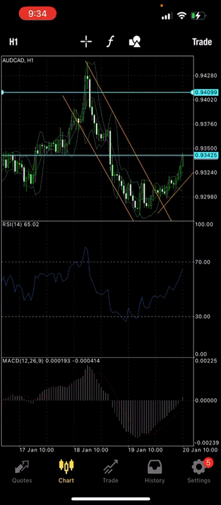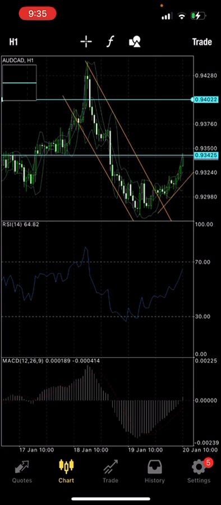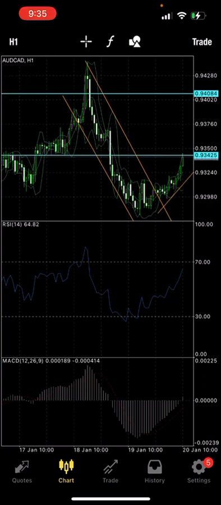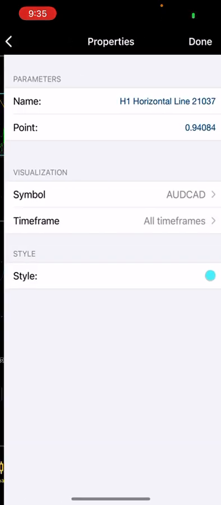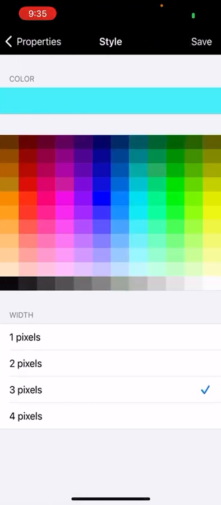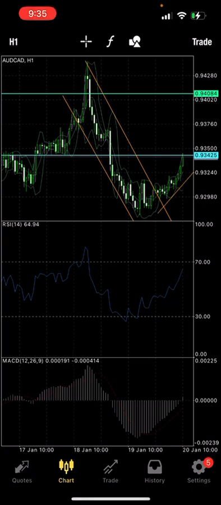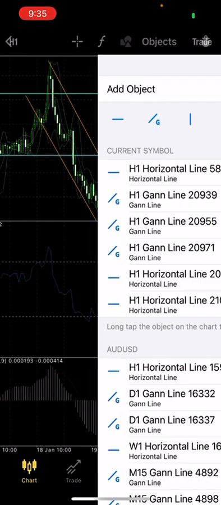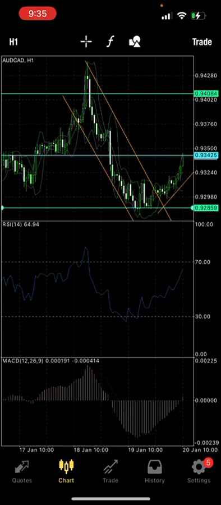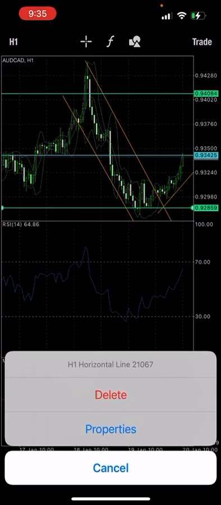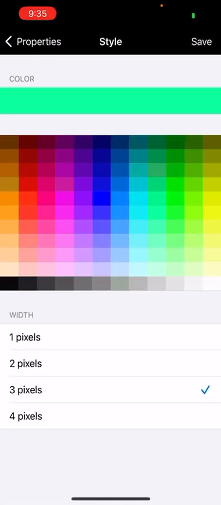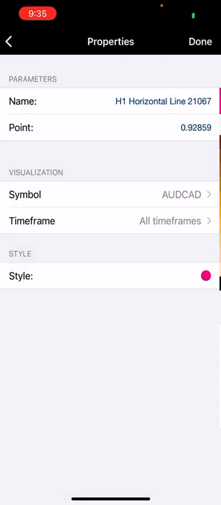0.94083, somewhere around here. Okay, let's put it here and say this is our take profit for AUD card, January 20, 2023. And then we have our stop loss. This is how to do this type of trade. This is our stop loss. And I believe maybe this is the only thing we're going to do today, because we have network problems here.